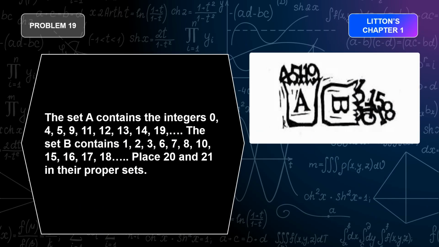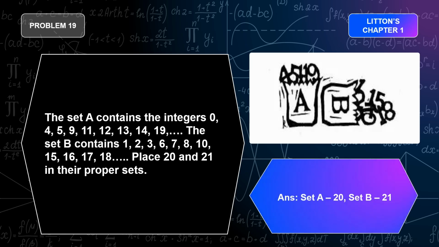Problem number 19. The set A contains the integers 0, 4, 5, 9, 11, 12, 13, 14, 19. The set B contains 1, 2, 3, 6, 7, 8, 10, 15, 16, 17, 18. Place 20 and 21 in their proper sets. The correct answer is 20 is in set A and 21 is in set B. Set A contains numbers with an even, set B with an odd number of letters in their literal representation.